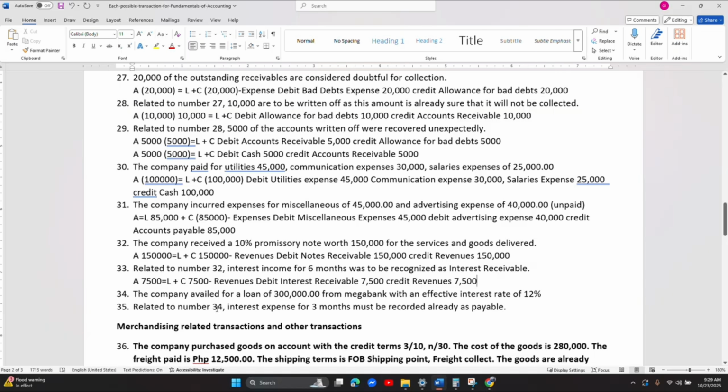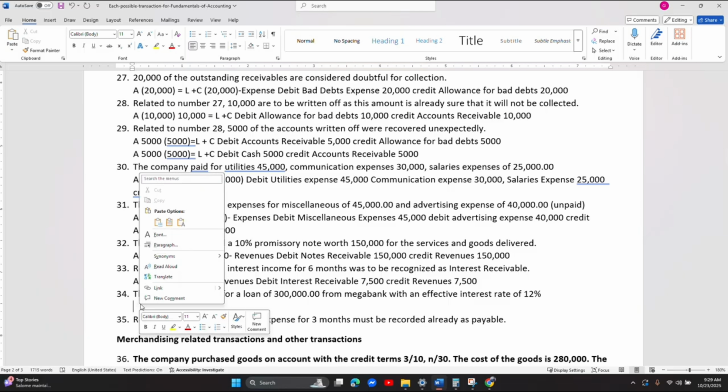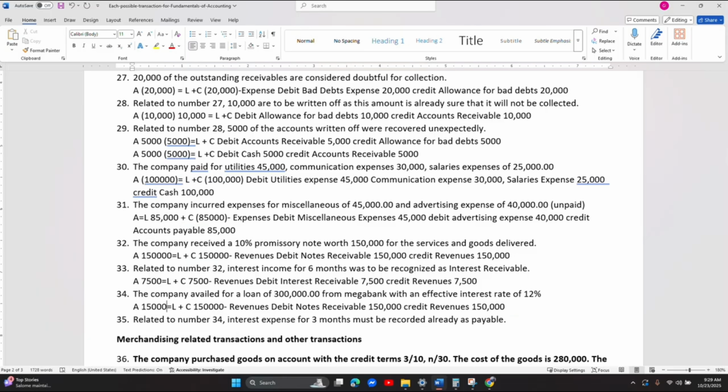Okay? Now, on number 34, the company availed for a loan of 300,000 from Megabank with an effective interest rate of 12%. So what is the meaning of that? So you availed for a loan as a company. So what will be the effect? So on the transaction analysis, it's just you have to increase your asset 300,000 cash, because availing for a loan, that meant you will receive cash from the bank. And of course, the partner is not the capital side but the liability side, 300,000. You have to list your liability, okay, from Megabank.